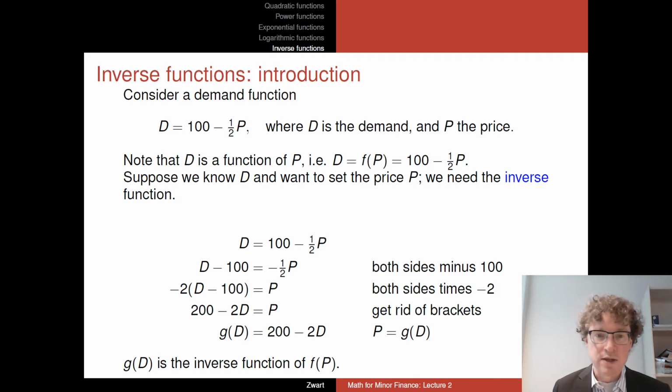Or in other words, the price is given as a function of demand, and here I call this function g of D, and this function is 200 minus 2D. So the original function f of p, which was equal to demand, tells us how large demand is if we know the price. The inverse function does the inverse. It tells us, if we know the demand, what should the price be? So g is the inverse function of f.